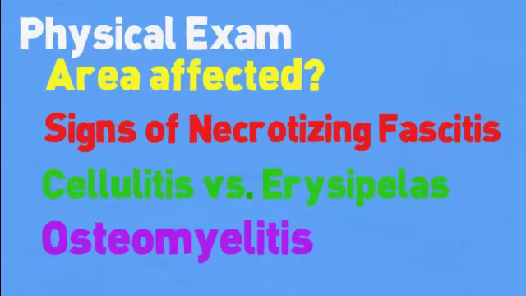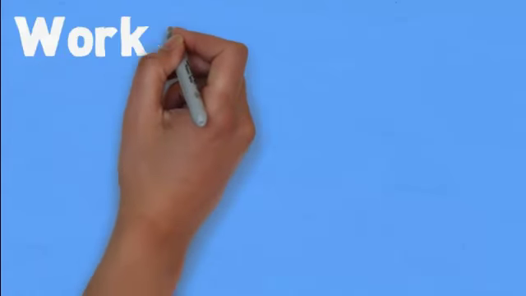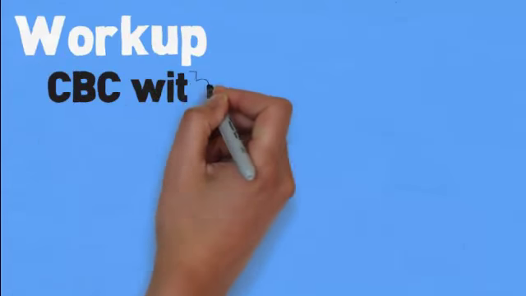If the patient does have osteomyelitis, do not swab the skin to identify the bacteria involved because all the bugs of the skin flora will grow out, but rather get a bone culture performed to identify what is causing the osteomyelitis. In terms of workup, I would always start with a CBC with a differential to help identify if there's a leukocytosis with a left shift that's present.